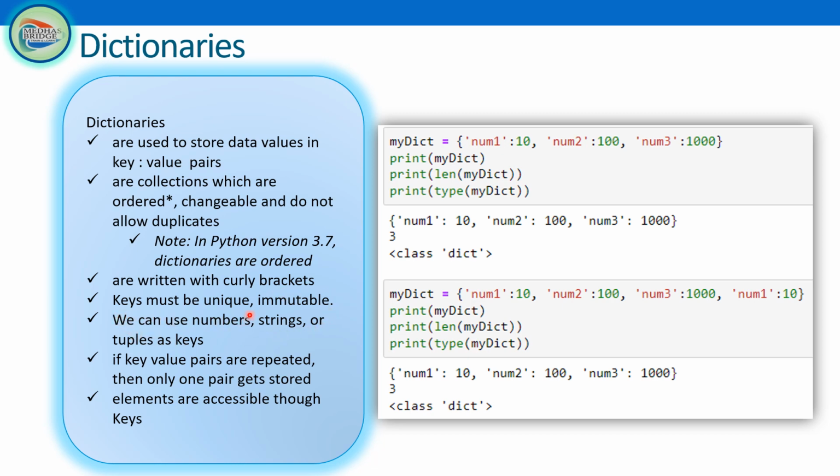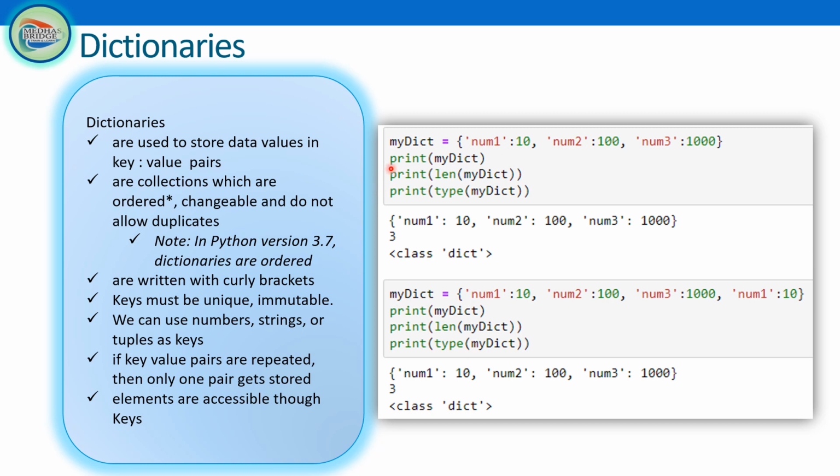Keys must be unique and immutable. We can use numbers, strings, or tuples as keys. If key value pairs are repeated, then only one pair gets stored. Elements are accessible through keys.